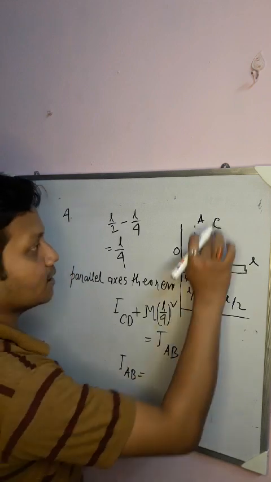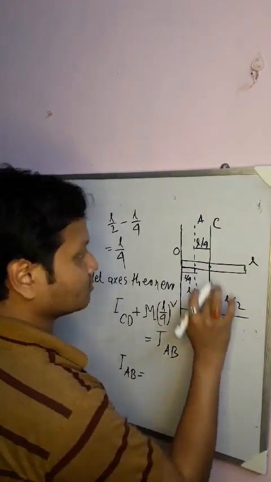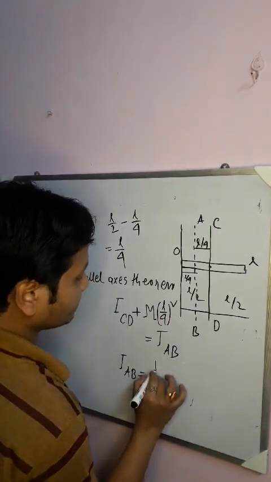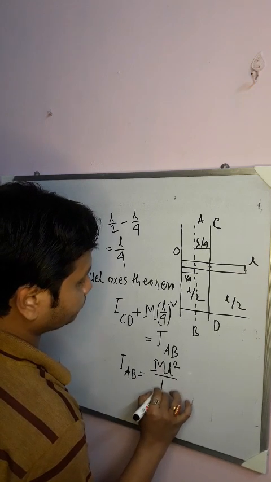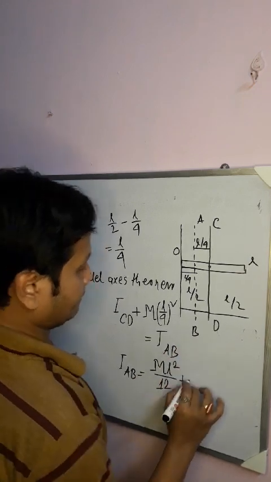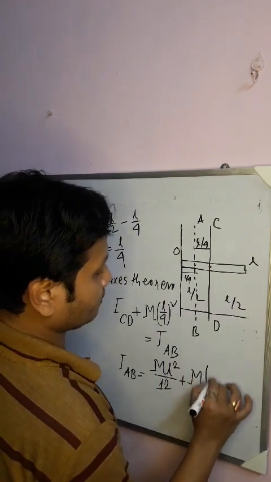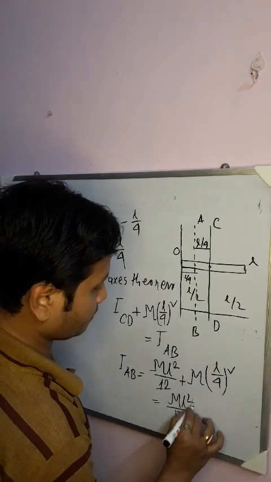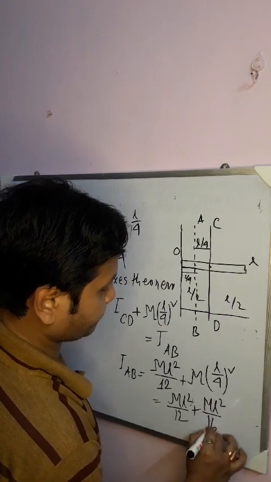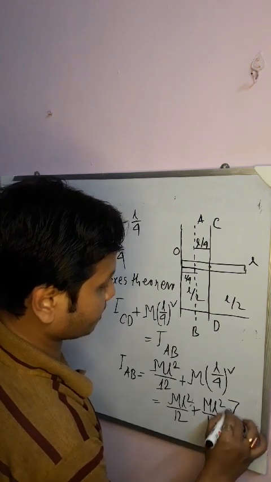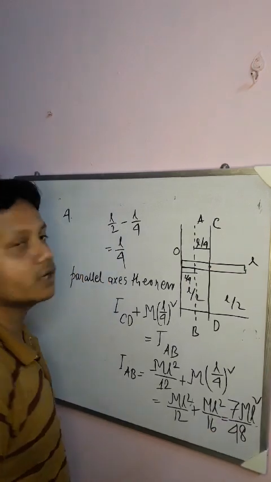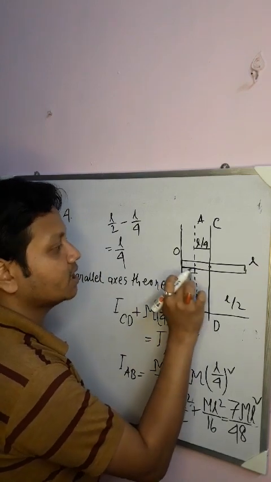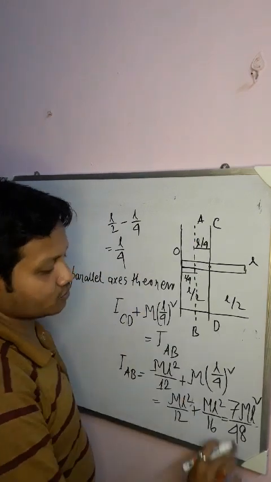What is I_CD? Now we all know that the moment of inertia of a rod about an axis passing through the center is ml square by 12, and this is mass into distance square, the L by 4 whole square. So this is simply ml square by 12 plus ml square by 16. So this is 48, this is 7. So this is the result. This is also an important question: we have to find out the moment of inertia at a distance L by 4 from one end. So this is the result.